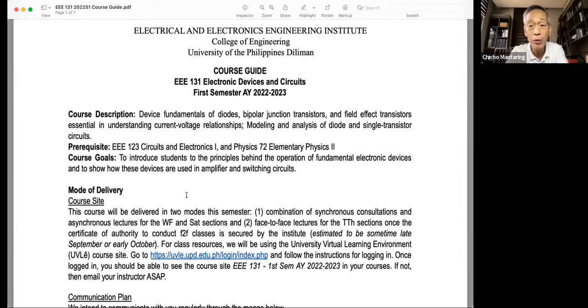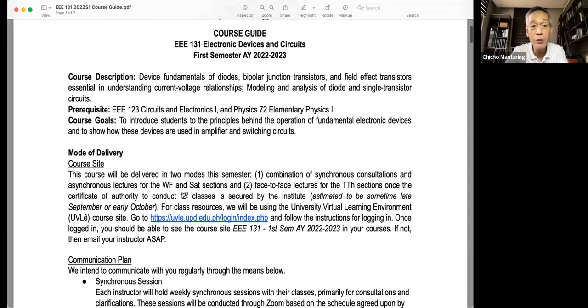So in EEE 123, the prerequisite to this course, you learn to analyze circuits with the basic passive elements: resistors, capacitors, and inductors. So now we're going to bring it up a notch higher. You're going to learn to analyze circuits which include these basic electronic devices, diodes and transistors. So the prerequisite to this course is 123 and also Physics 72.